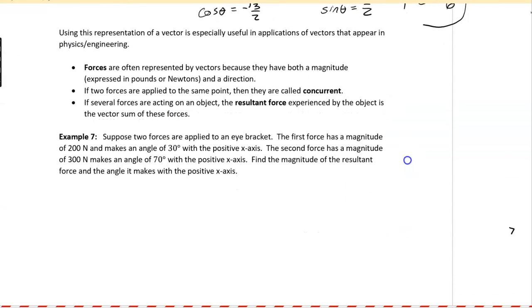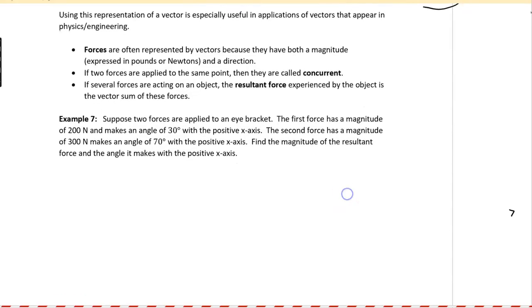All right, everyone. I'm going to go through the two, I guess I'll call them physics examples for our vectors thing to wrap up 12.2.